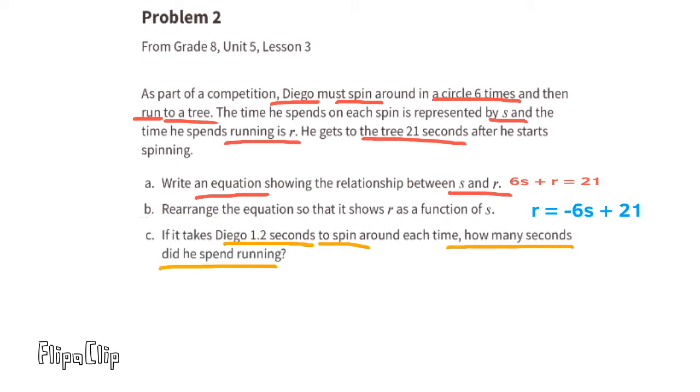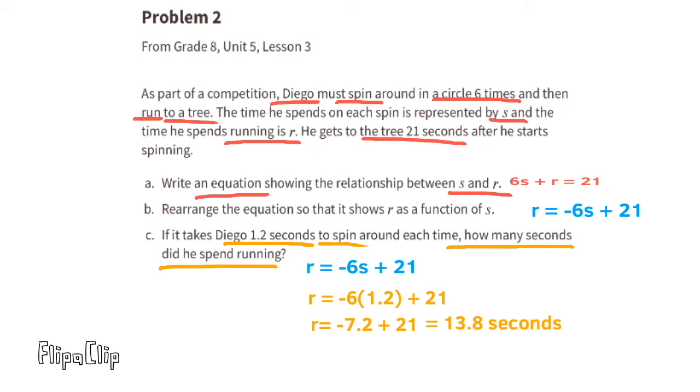C. If it takes Diego 1.2 seconds to spin around each time, how many seconds did he spend running? To solve this, we have to substitute the S with 1.2 seconds. That means that we need to multiply -6 times 1.2 seconds. -6 times 1.2 seconds is -7.2. 21 seconds minus 7.2 seconds equals the running time. The running portion would have taken 13.8 seconds.